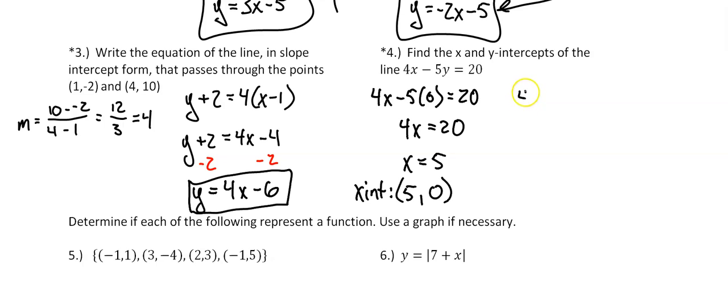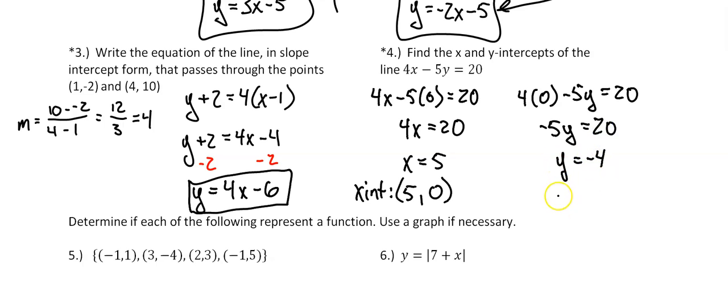And then the y-intercept, we plug a 0 in for x. And that's true for any function ever. Anytime I want the x-intercept, I plug a 0 in for y. Anytime I want the y-intercept, I plug a 0 in for x. Now I have negative 5y equals 20. Divide each side by that negative 5, so I get y equals negative 4. And I always write them as ordered pairs, (0, negative 4). And that's my y-intercept.